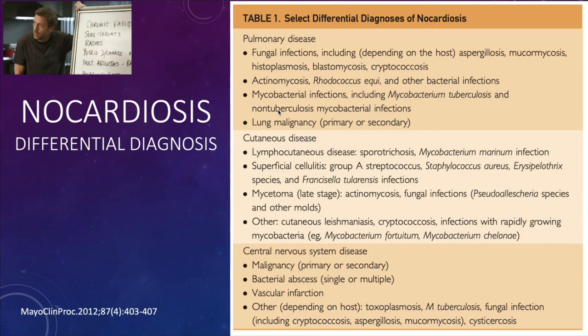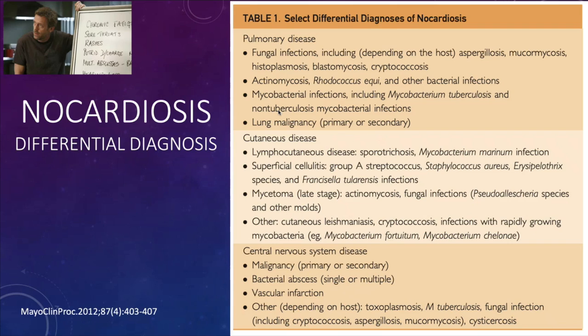So, differential diagnosis of nocardiosis. Shout out to my colleague, Dr. House, for those of you who are fans of that series. For pulmonary disease, you want to think about fungal infections like aspergillus, mucor, or any of the endemic fungal mycoses. Actinomycosis, I'm going to talk about that in the second half of this talk, of how actinomyces affects the lung as well. Rhodococcus equi. Both tuberculosis and non-tuberculous mycobacterial infections and lung malignancy, all in the differential of pulmonary nocardia.